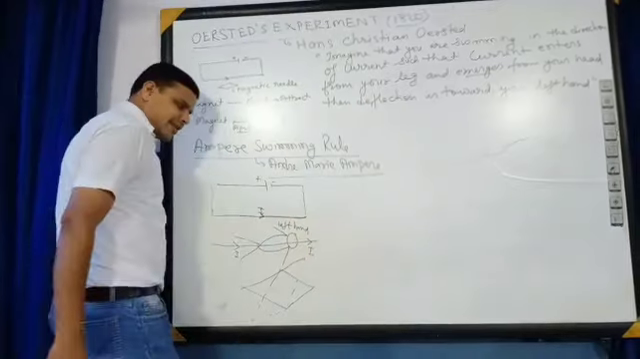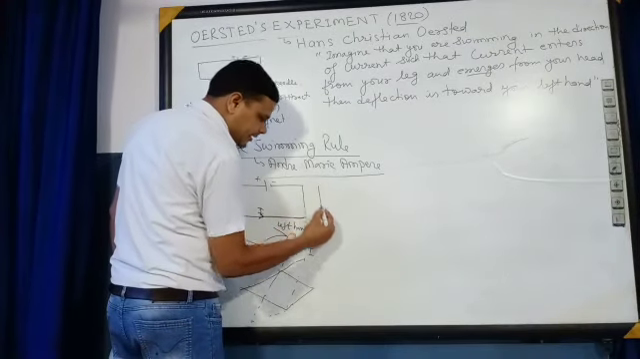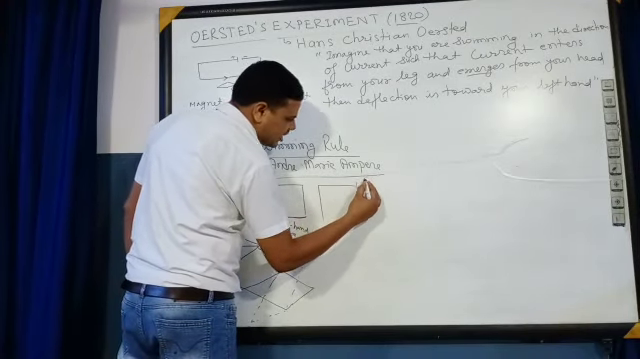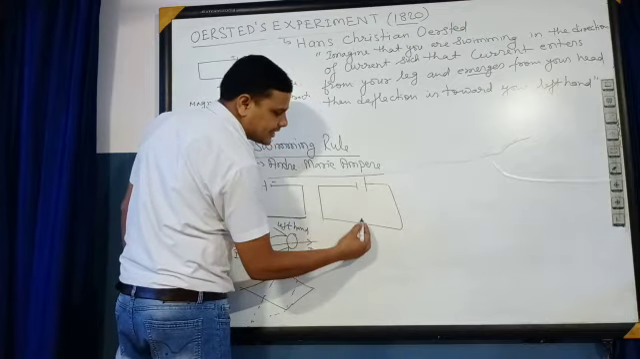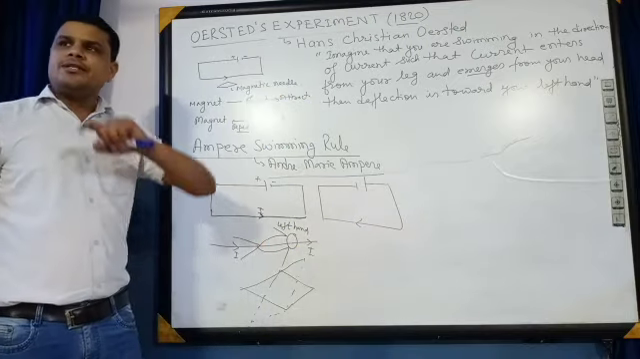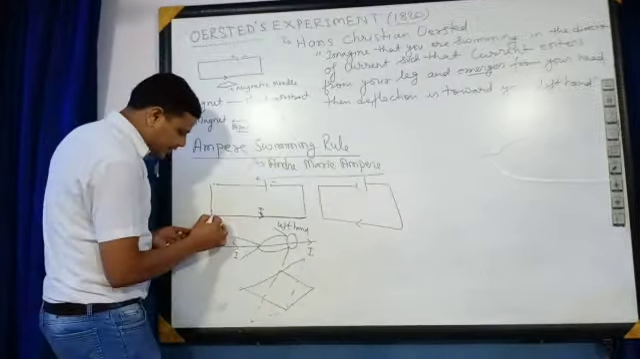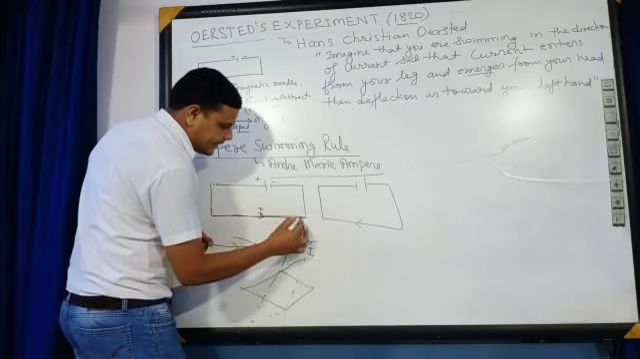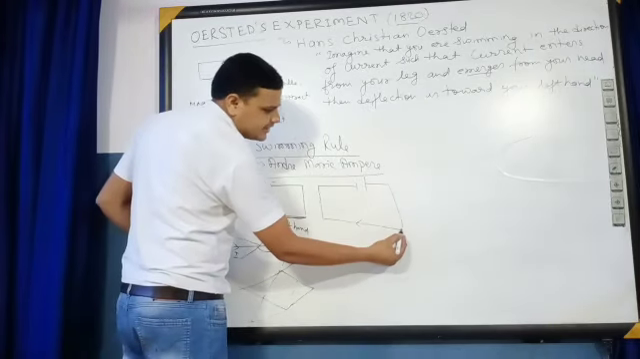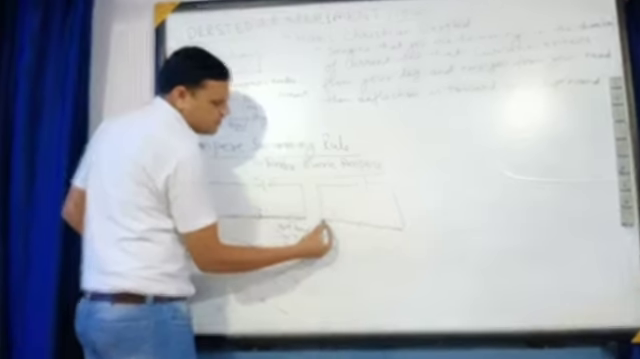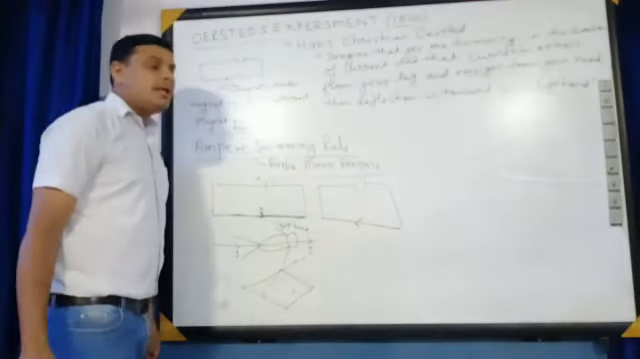Now, one more case we can take. Suppose that current is flowing in the opposite direction. In the first case, we have seen that current is going from left to right. In the second case, we can take current flowing from right to left.